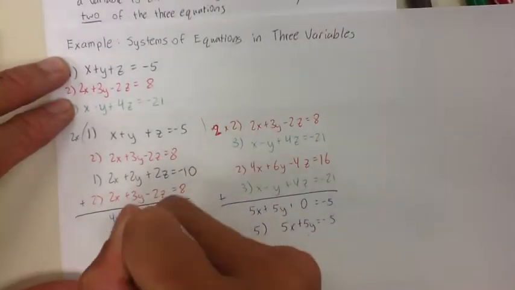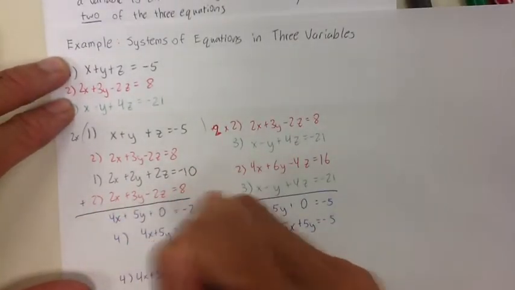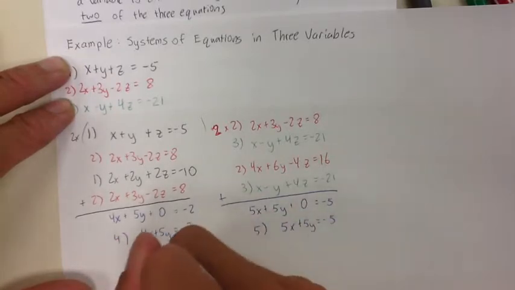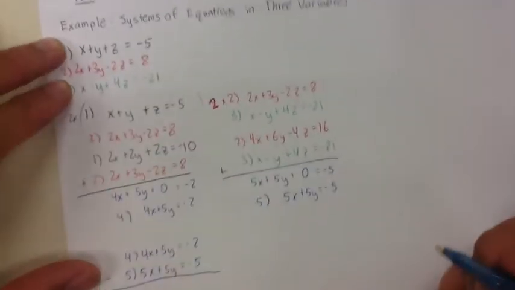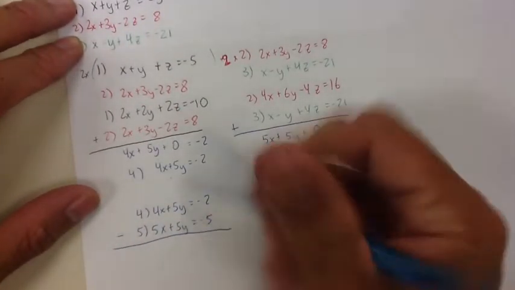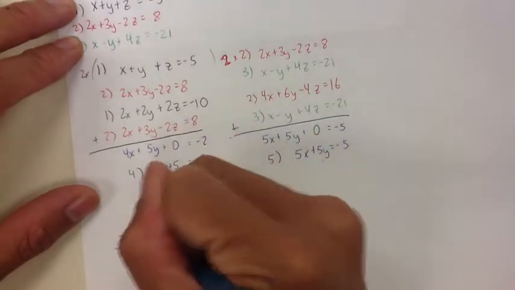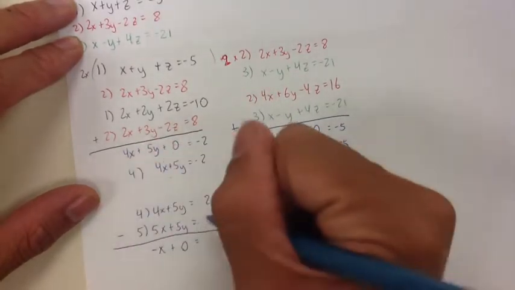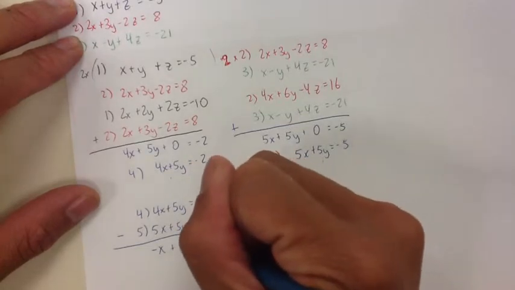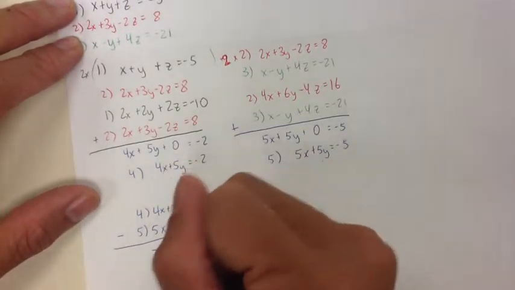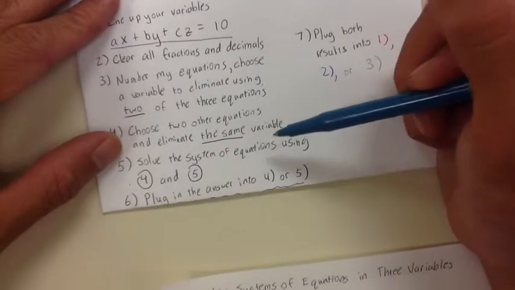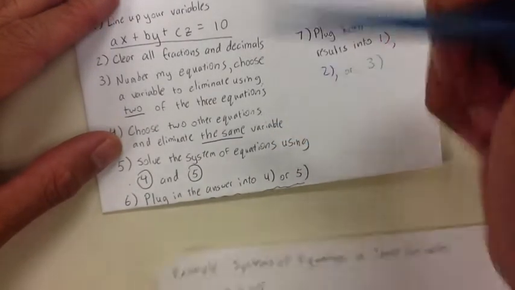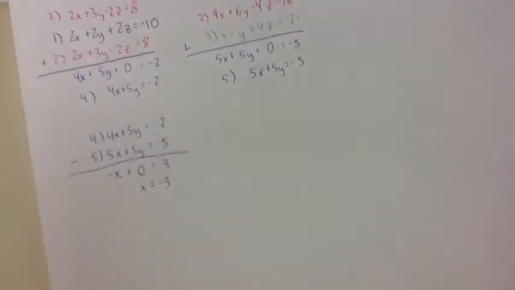So here's equation 4. Here's equation 5. And I'm going to subtract in order to eliminate this 5y, which will make 0. 4x minus 5x is a negative x. Negative 2 minus a negative 5 is a positive 3. So x must equal a negative 3. So I've gone through step 3. I've chosen 2 other equations that eliminated the same variable, and I solved the system of equations using 4 and 5 to get my x. Now, what do I do?